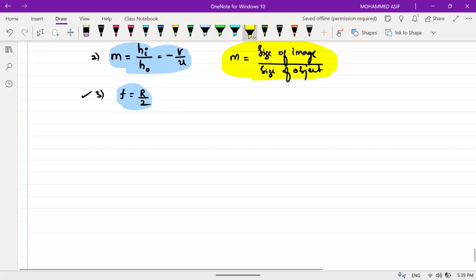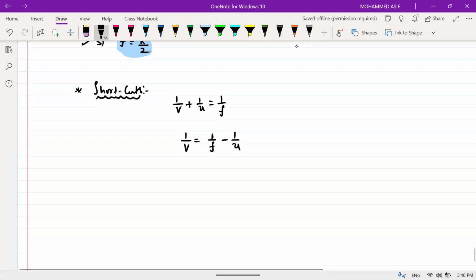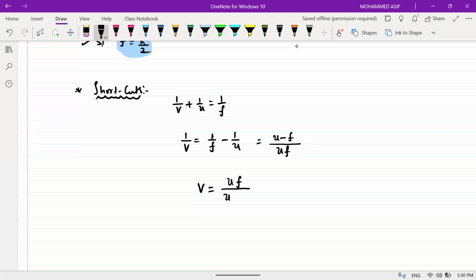Okay. I'm writing some shortcuts here directly. Like say for concave mirror, if I need to calculate the image, so 1 by V plus 1 by U is equals to 1 by F. No, I need the V. So 1 by V will be equal to 1 by F minus 1 by U. Okay. So if I take the LCM for this one, this value will become how much for me beta? U into F divided by U minus of your F. That means image distance V will be equal to how much for me? U into F divided by U minus F. So this is your image.